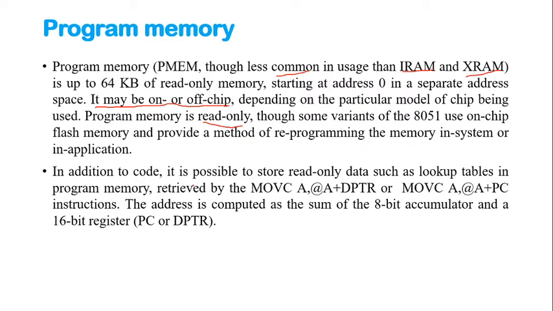In addition to the code, it is possible to store read-only data such as lookup tables in program memory. These are retrieved by the MOVC A, @A+DPTR, that is the data pointer, or MOVC A, @A+PC, that is the program counter, instruction, and the address is computed as the sum of the 8-bit accumulator and a 16-bit register, that is the program counter or data pointer. So over here the accumulator is an 8-bit register and the data pointer, or we can say the program counter, is a 16-bit register.